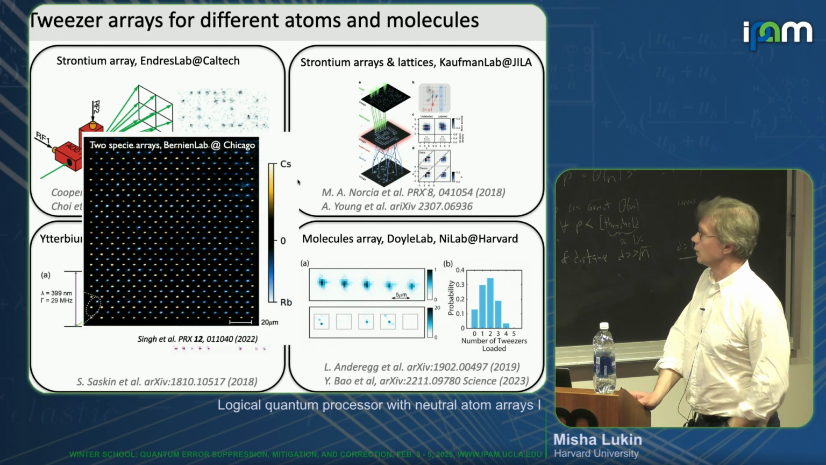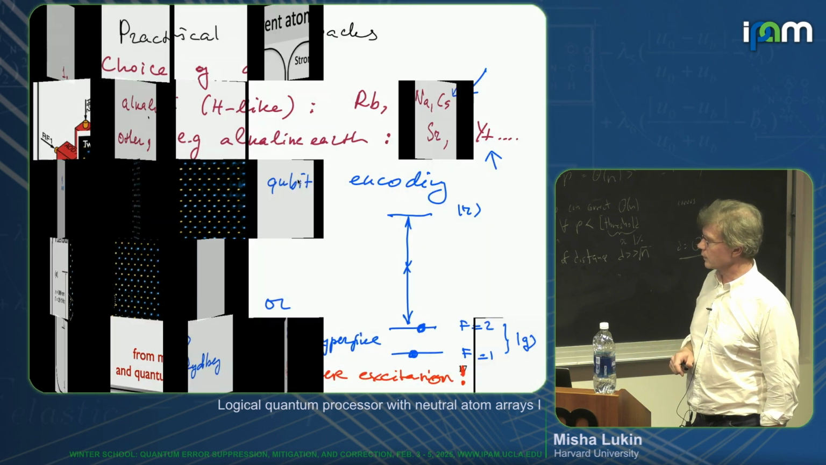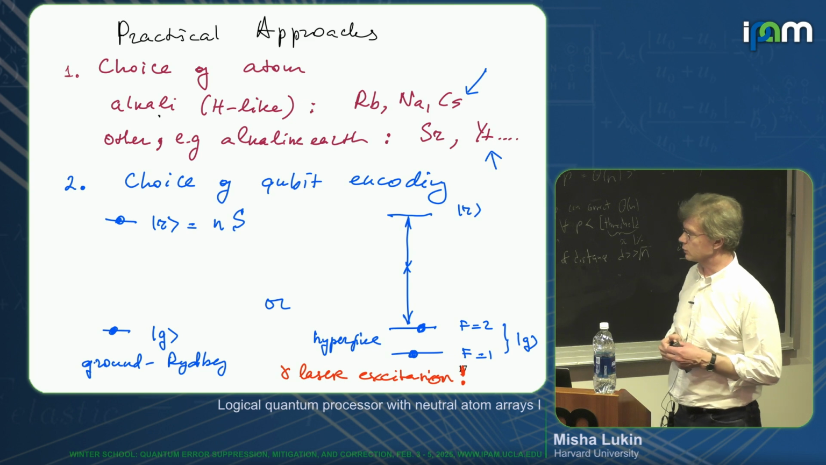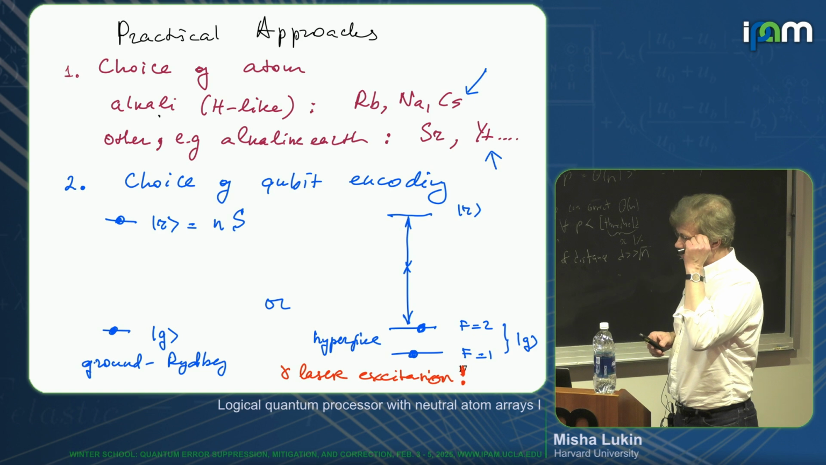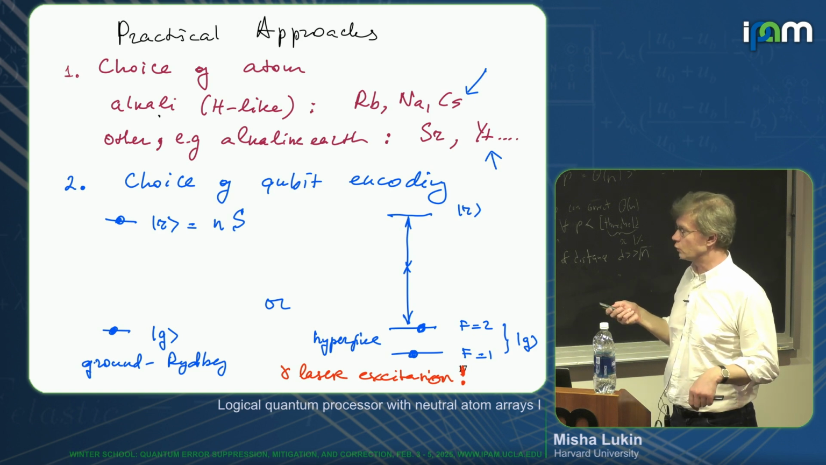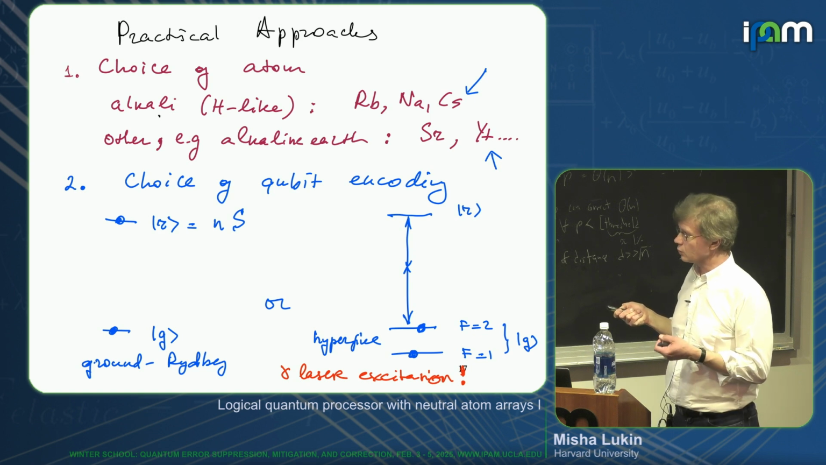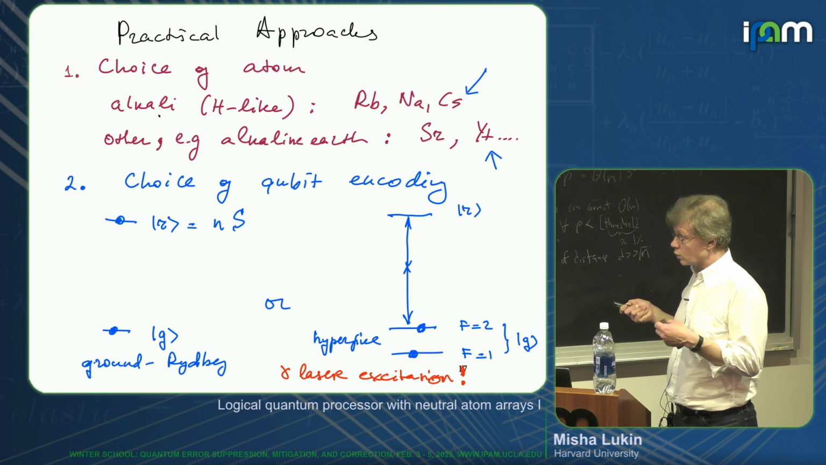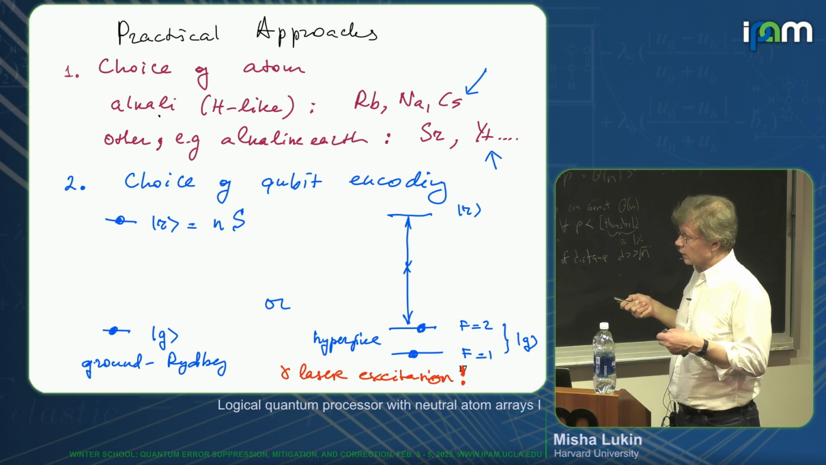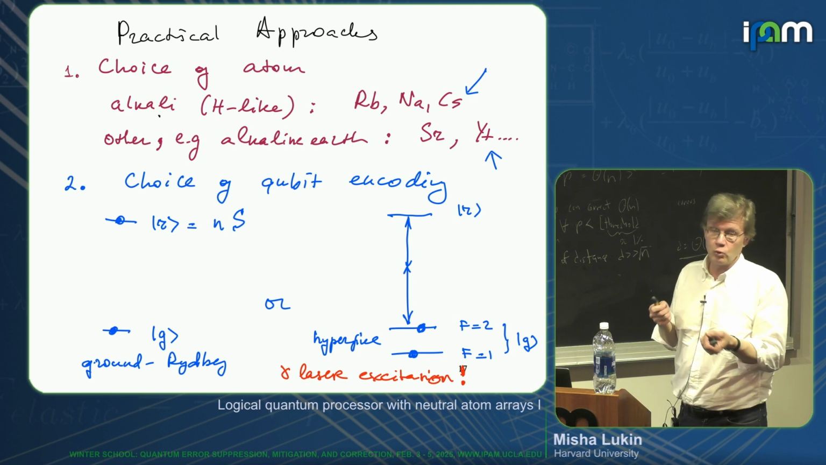Okay, so let me maybe proceed a little bit, and talk a little bit about practical aspects. As we already discussed here, there is this issue of choice of atom. It could be either an alkali atom like hydrogen-like, or an alkaline earth. So these alkaline earth atoms like strontium or ytterbium, basically it introduces extra complexity, but it actually creates maybe new opportunities.